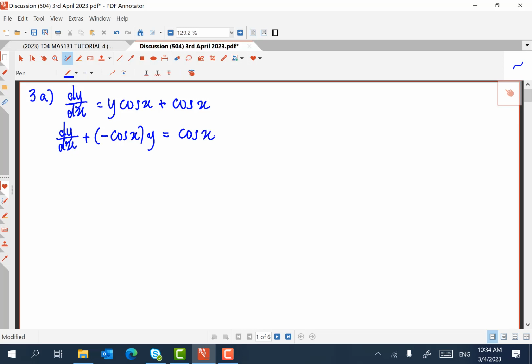So if you do recognize that this is a first order linear differential equation, step 1, what do you do? You will find the integrating factor. And then the integrating factor will be, if you perform your steps, which I believe you can, this is your integrating factor. I hope you know the step.